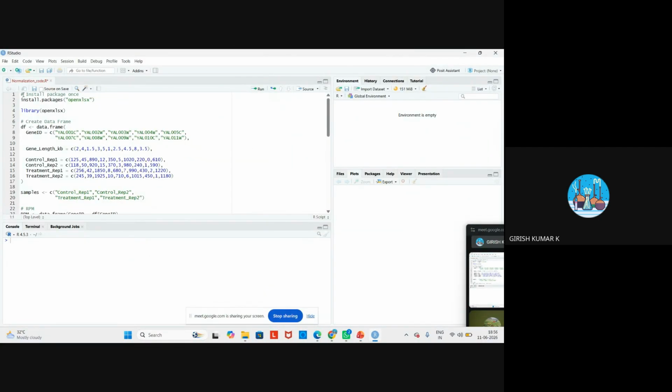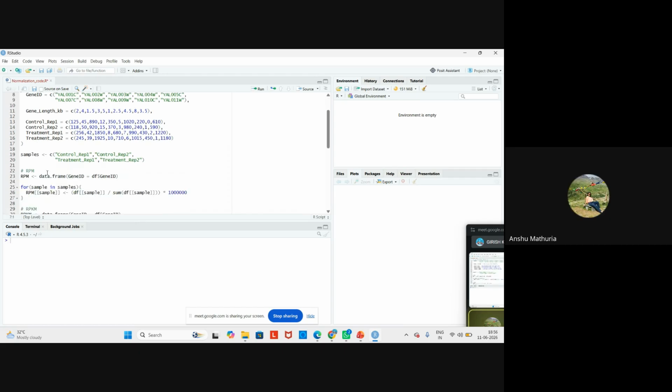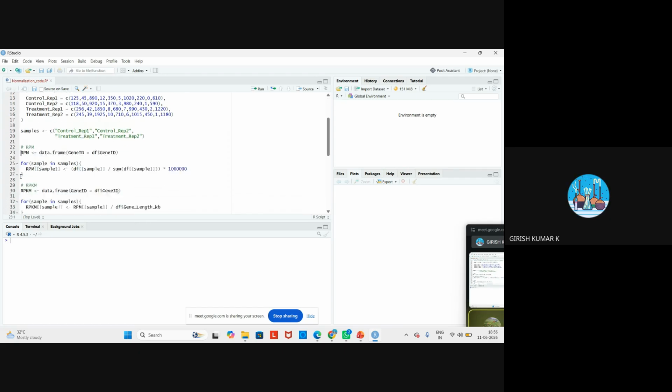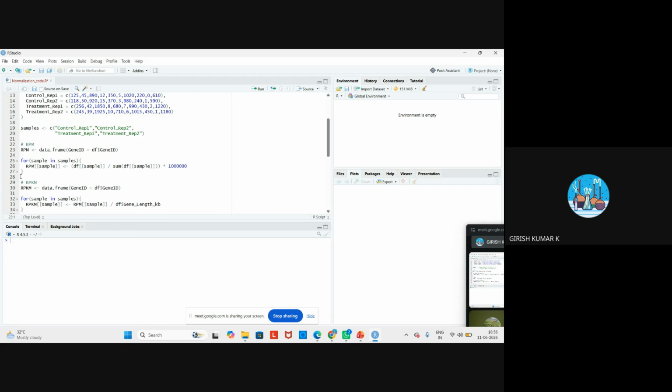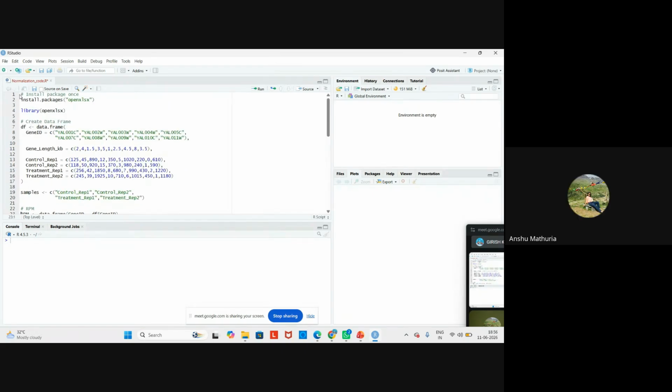First, I have to download the Excel file, ma'am. Because I want Excel for the calculation, I install the Excel package and load it. And I create a data frame that is given by you, ma'am. And then I create an RPM calculation code, ma'am. One second, I will run it.